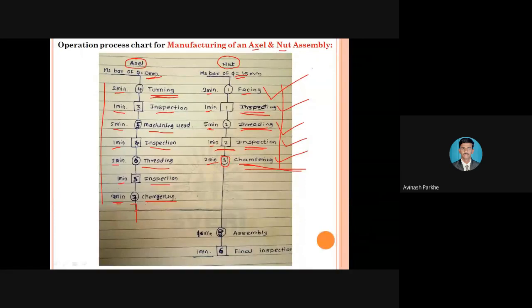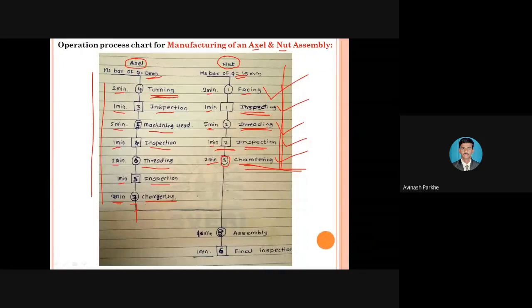That means by using this particular right process, the nut is manufactured. By using this particular left manufacturing process, the axle is manufactured. But if you look at both of these charts, only two symbols are present. One is a circle, which means operation, and the second is a rectangle, which means inspection.